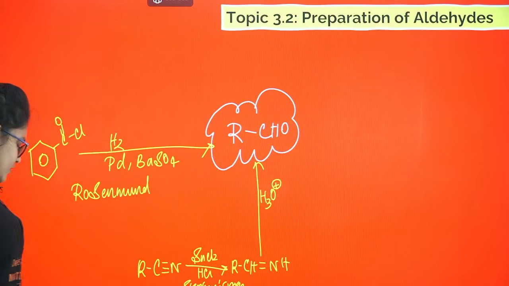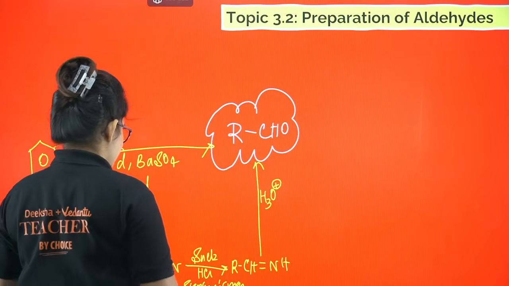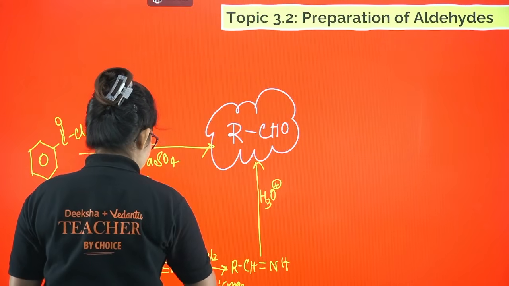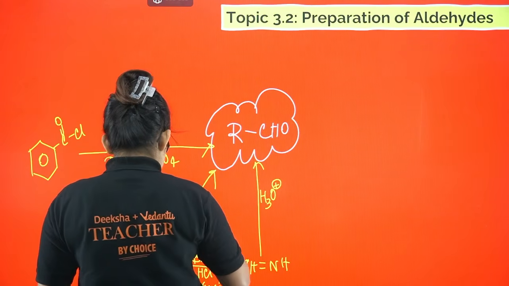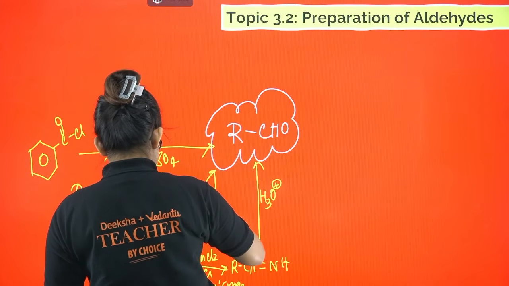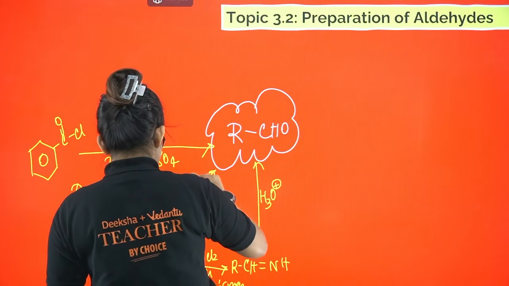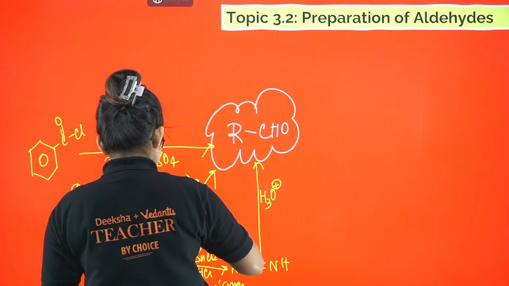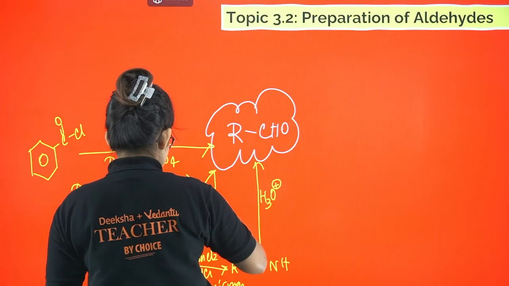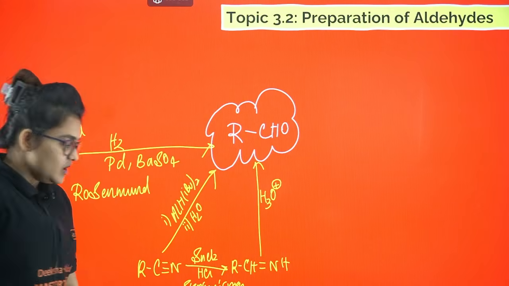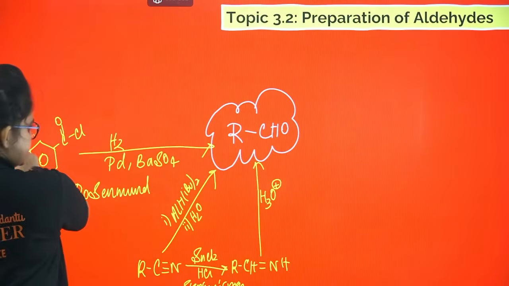Right, now we can proceed with DIBAL-H as well, that is diisobutyl aluminium hydride. So I can give aluminium hydride with isobutyl twice. First this, then a little bit of water, second. This is your DIBAL-H, that will also give you the aldehyde group.